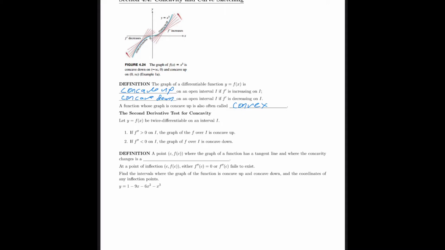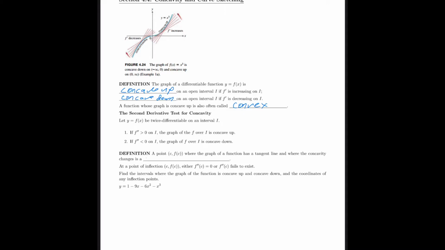The second derivative test will allow us to check for concavity, because just like the first derivative tells us the rate of change for the function, the second derivative tells us the rate of change for the first derivative. So if f double prime is greater than or equal to 0 on I, then the graph of f over I is concave up. If f double prime is less than 0 on I, the graph of f over I is concave down.